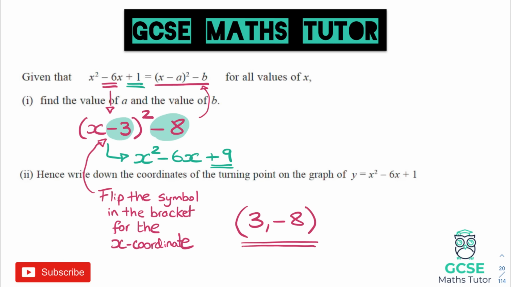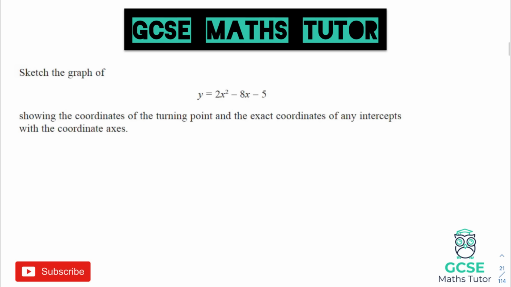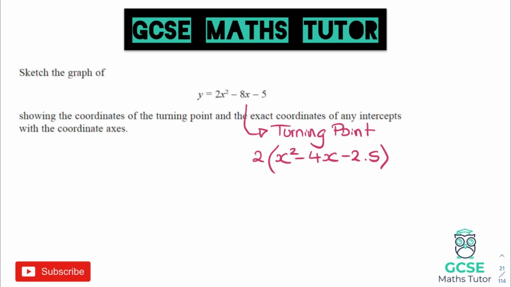To get the coordinates of the turning point from there, really nice and easy, flip the symbol in the bracket and the y coordinates at the end. If you have a slightly harder one, you are going to have to factorise out the coefficient of x squared first, so here we'd have to factor out 2, and then we would complete the square for what's inside.